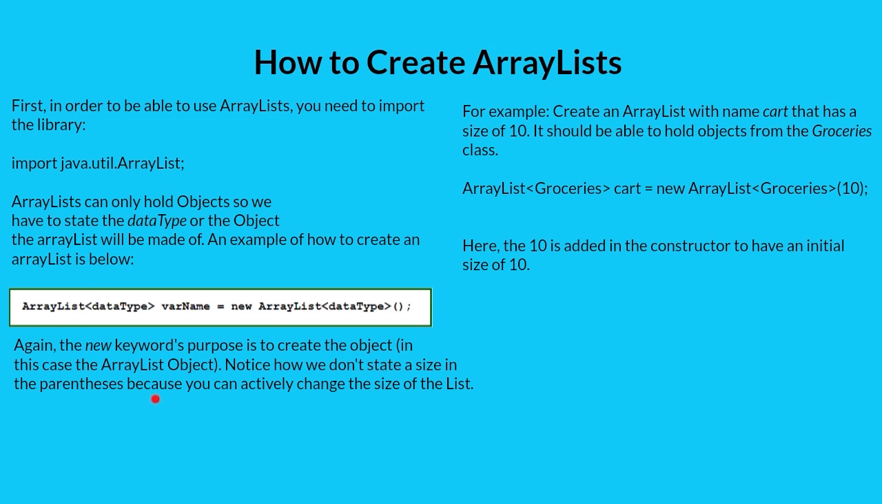Notice how we don't state a size in the parentheses because we can actively change it. But if we wanted to, we could declare an initial size, as you'll see in this example problem. Create an array list with name cart that has a size of 10. It should be able to hold objects from the groceries class.